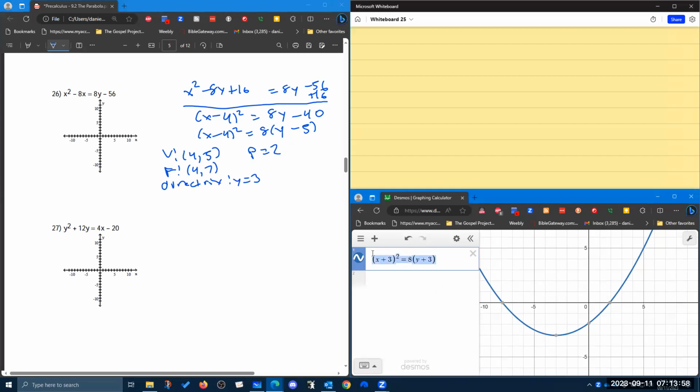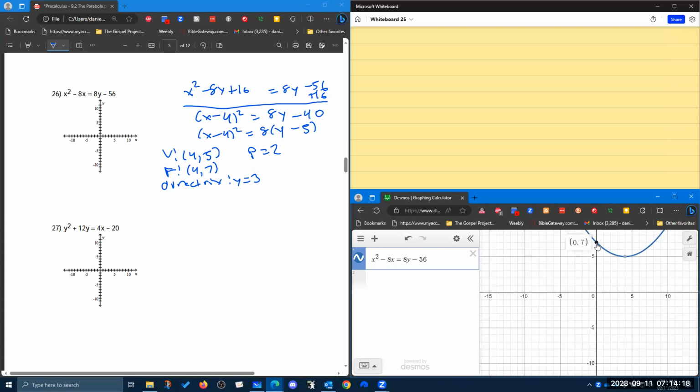Let's go ahead and show you what this one looks like. Type it in just as it was given. There it is with its vertex at (4, 5). It's got a y-intercept at (0, 7). It's going to help us. (4, 5) and (0, 7) means I have a (8, 7) as well. We'll graph that parabola.